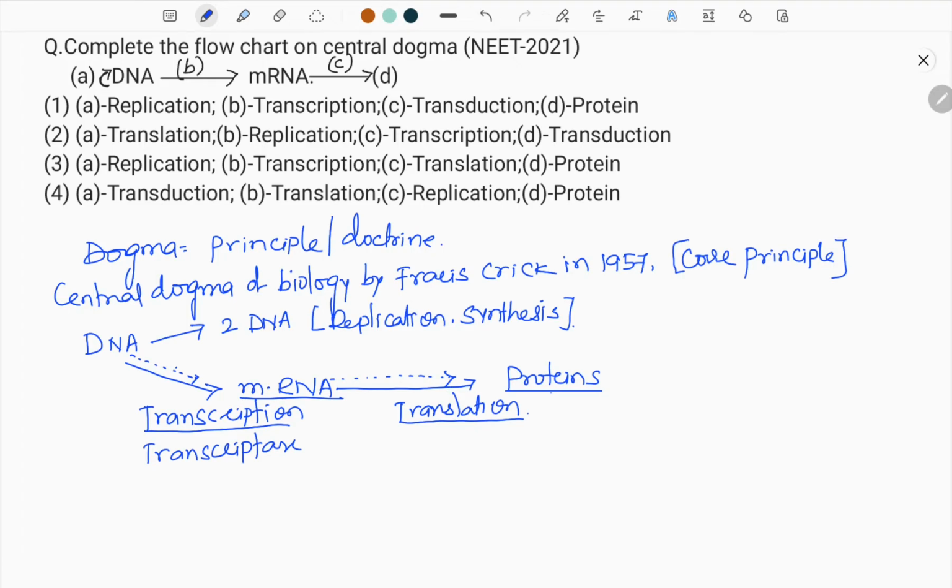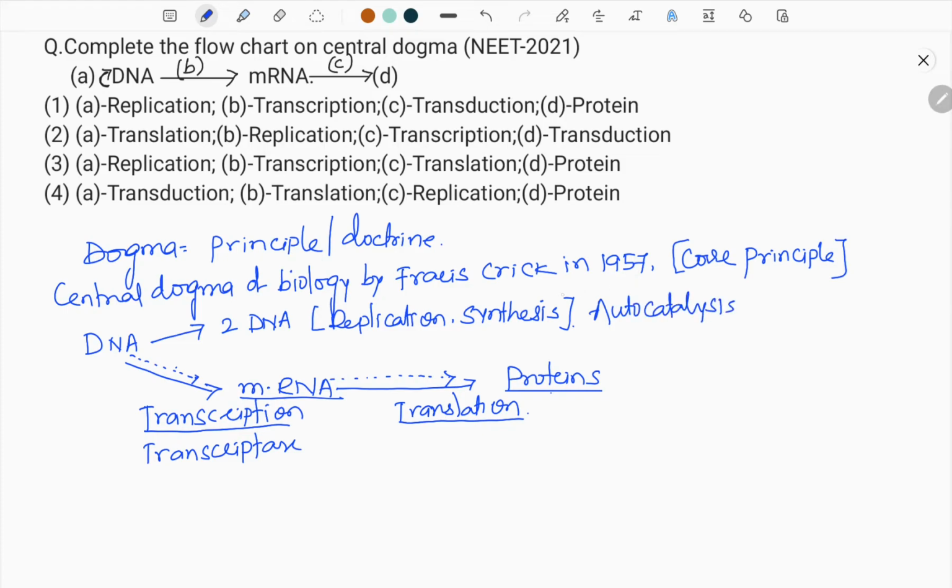So the whole of molecular biology, the chapter that we study, molecular basis of inheritance, will revolve around only these two lines, that is, the central dogma of molecular biology. DNA has two functions. DNA gives rise to DNA. The other function is that DNA gives rise to mRNA, and mRNA gives rise to proteins. And formation of DNA from other DNA is also called autocatalysis.